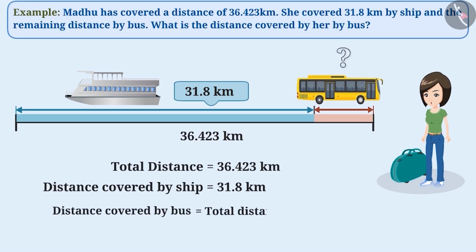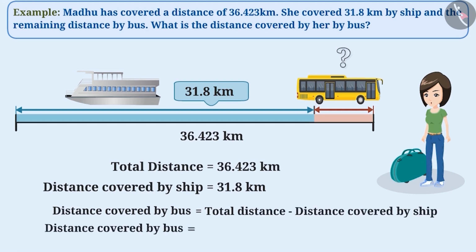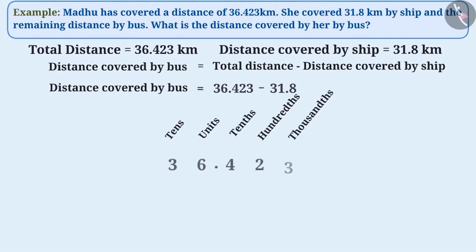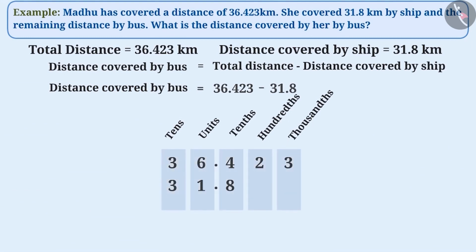In order to find this, we need to subtract the distance covered by ship from the total distance she has travelled. Therefore, the distance covered by bus is equal to 36.423 kilometers minus 31.8 kilometers. To do the subtraction of these numbers, we will represent them one below the other according to their place values, so that the digits with the same place value come under the same column. We will write zeros at the place of the hundredths and thousandths after 8.